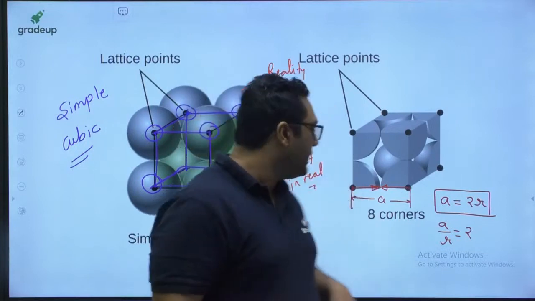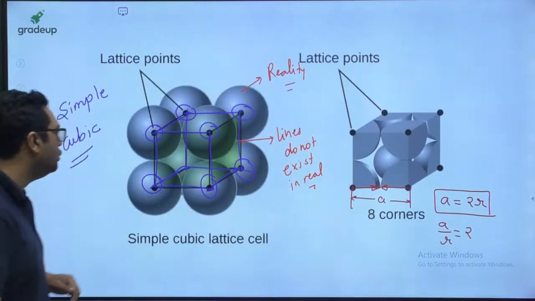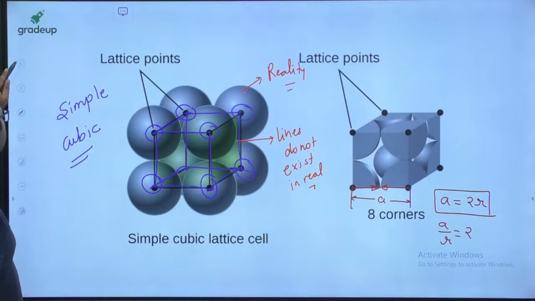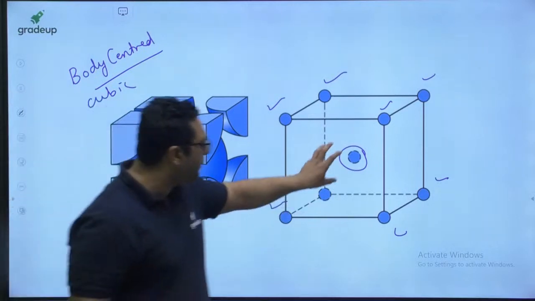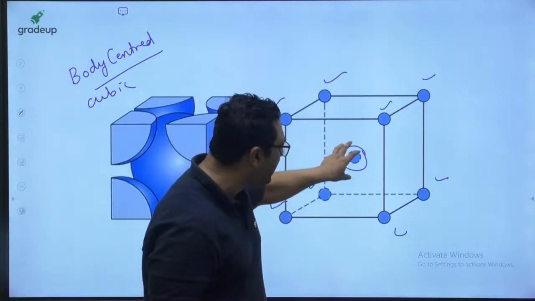Okay, first thing. For simple cubic it is 2. Let us find out for other geometries also. Now this geometry is body centered cubic. You can see in body centered, the body center atom makes an entry.